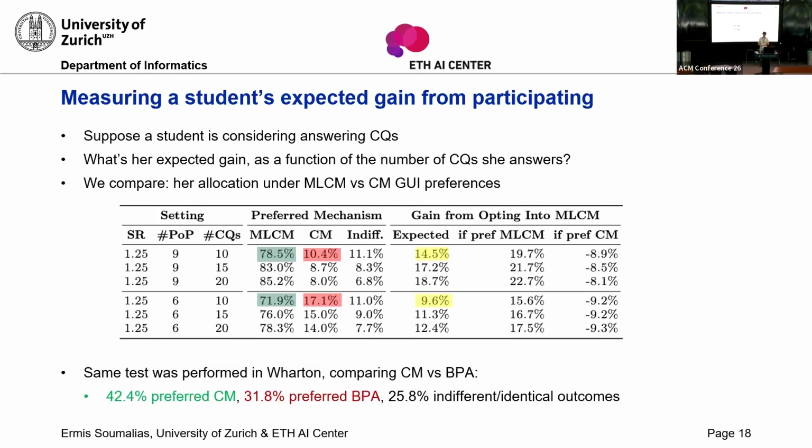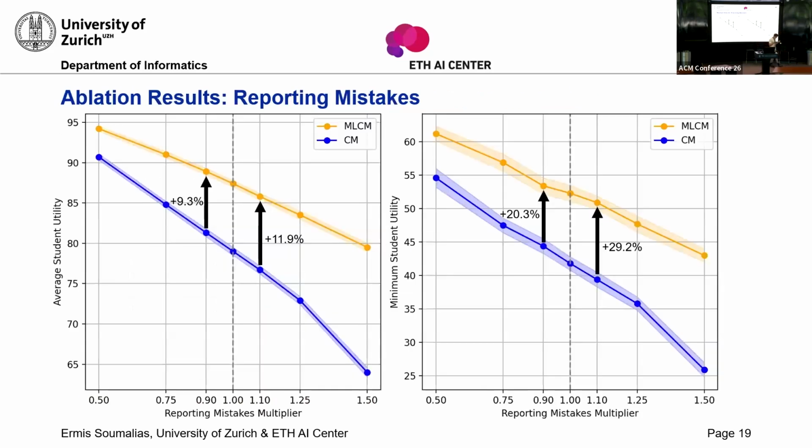To put those results into perspective, the same exact experiment was performed in Wharton, comparing course to the previously used mechanism, the bidding points option. In that experiment, 42.4% of the students preferred course notes, 31.8% preferred the BPA, while the rest were neutral. And those results were considered good enough to actually switch from the bidding points option to course notes.